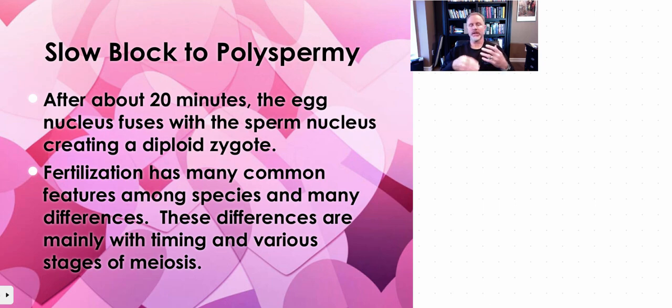Fertilization has a lot of commonalities and similarities among the different species. There are some differences, but, for instance, a lot of people study frog or sea urchin embryos to learn how it applies to, say, humans and other species. So there's a variety of similarities, even though there are some obvious differences. The main differences really have to do with the timing and the different stages of meiosis more than anything.